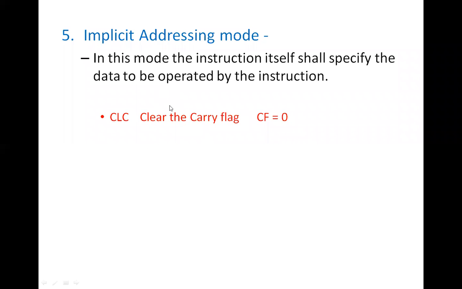Very much similar to some instructions which are used in 8085. For example, CMA. CMA stands for complement, and it is implicitly defined that it will take the complement of the accumulator. Similarly, in 8086, we have implicit addressing mode, in which this kind of instruction is used, in which there is no need to specify the data on which it has to operate. If it is written CLC, it will clear the carry flag. So with this, that is all about the addressing modes which are used in 8086.